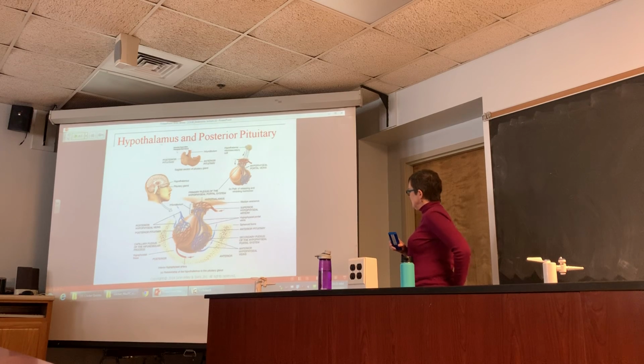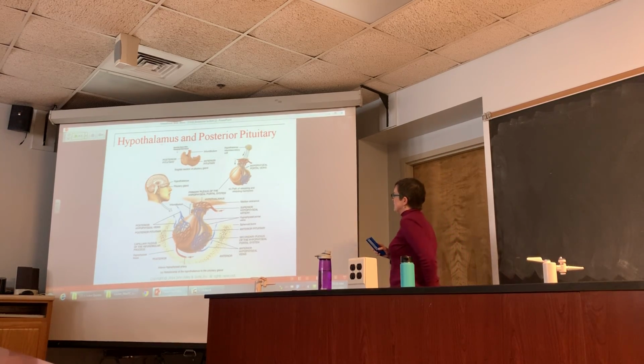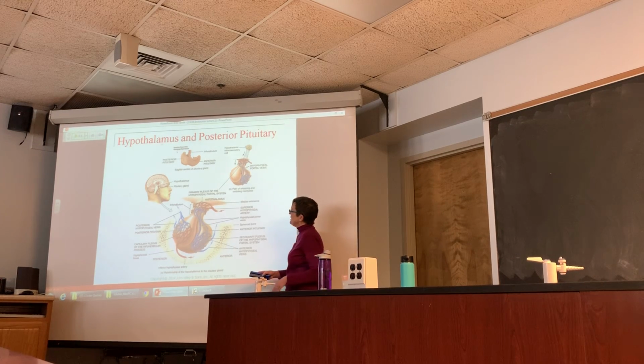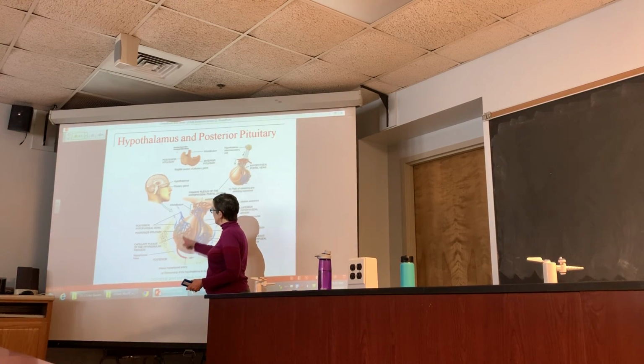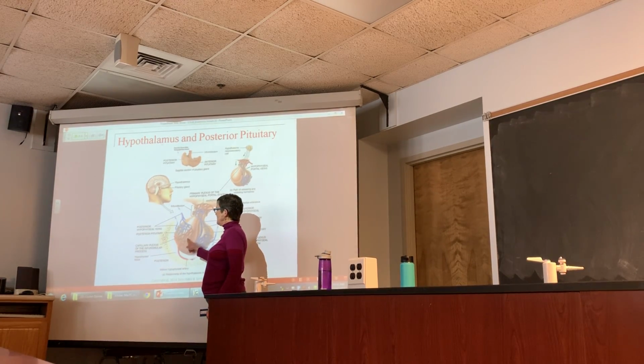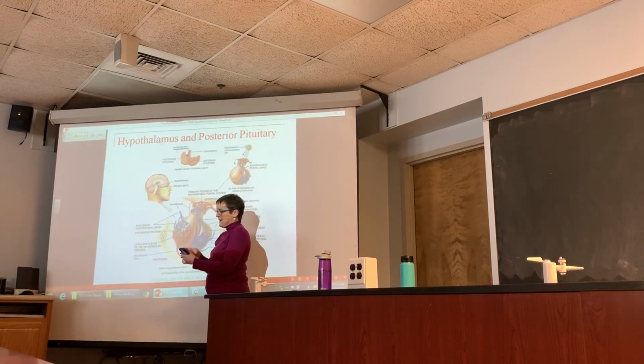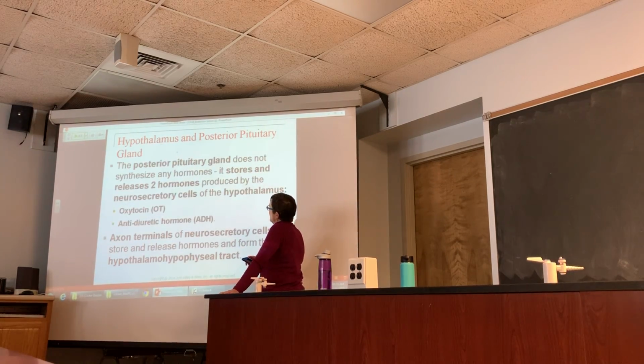Okay. Let's look at the posterior pituitary real quick. The posterior pituitary has a different setup. It has a regular circulatory system, an artery that leads to a capillary plexus that picks up hormones from the pituitary and then carries them away. And there are two hormones, oxytocin and antidiuretic hormone, OT and ADH. And these come from the hypothalamus.